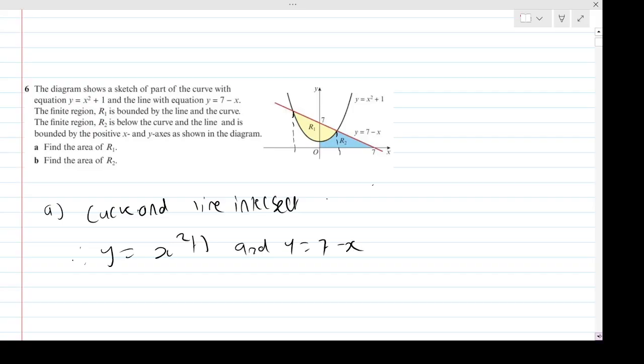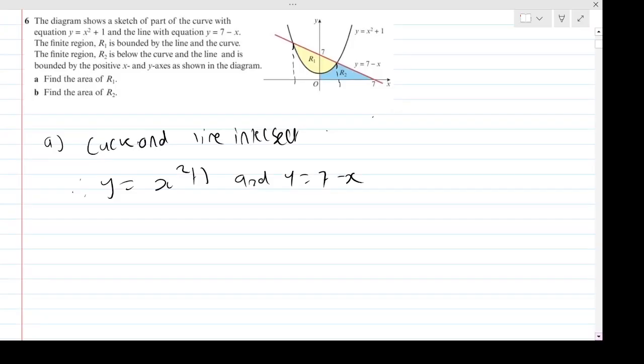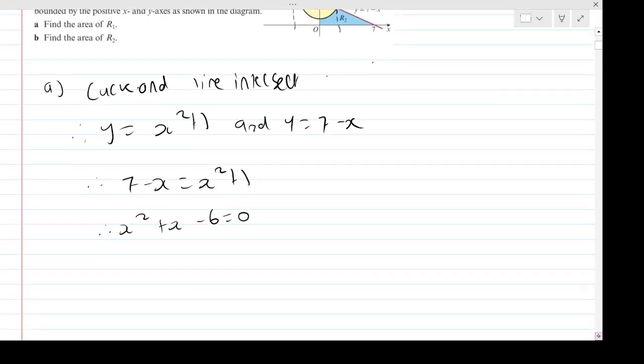So if I equate them together, that means that 7 minus x is going to be x squared add 1. If I move all that from the left to the right, I'm going to get x squared add x, take away 6 equals 0. That is 1 take away 7, which is minus 6. Then I can solve it.